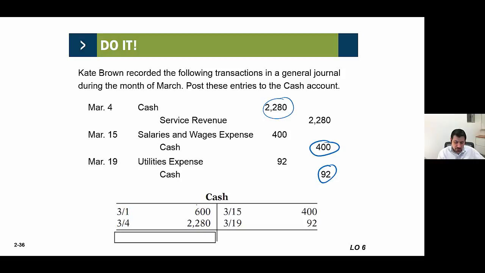We add these and subtract these. So we add the debits and subtract credits from cash because cash is a debit account. So we add the debits, we subtract credits, and we end up with the ending balance.